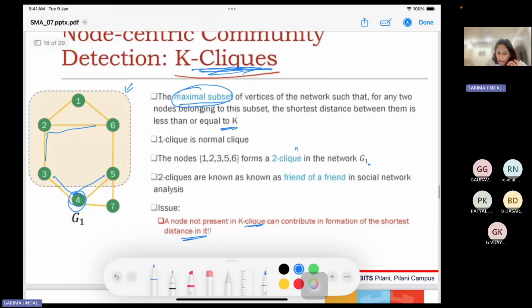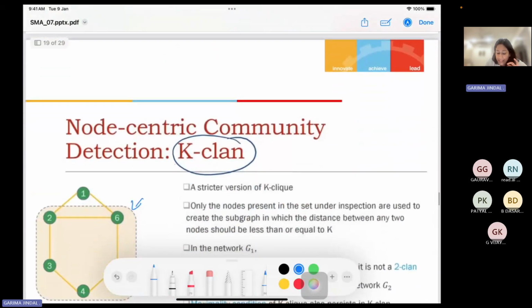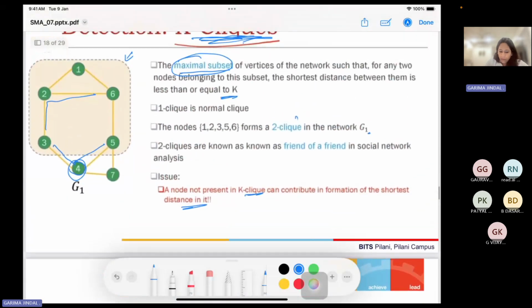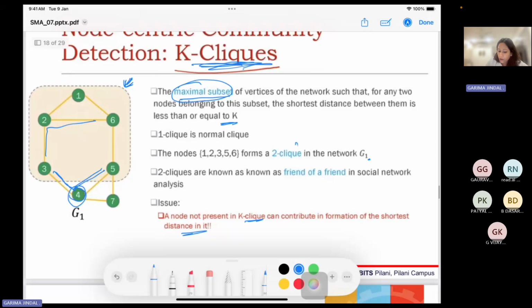Is the difference between these two clear to you? I will repeat this again. When we consider the shortest paths in this particular example, we saw that there was a path passing through a node that was not part of the 2-click. So this is the 2-click, and there was a node that was not part of this 2-click, but it was contributing to the shortest path. Because if I want to go from 3 to 5, the shortest path of length 2 is through 4.